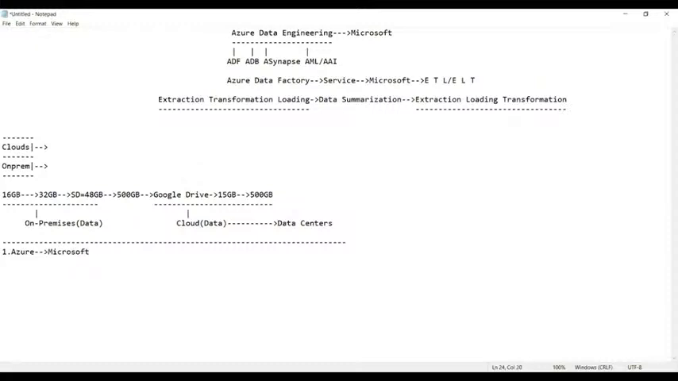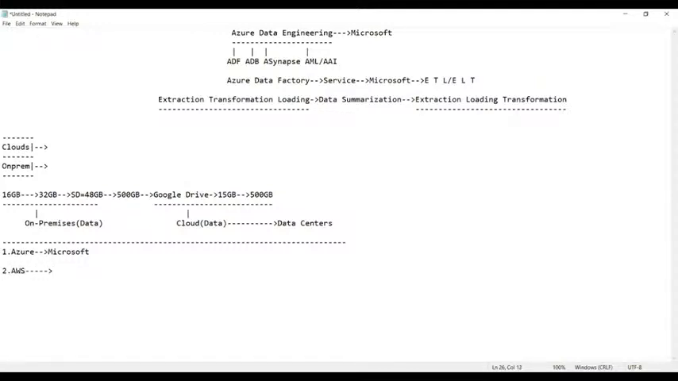Azure is from what? Microsoft. Azure is from Microsoft. Azure is the first cloud provider. Apart from this, we have another one that is called what? AWS, which stands for what?